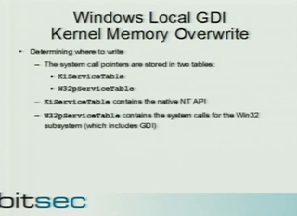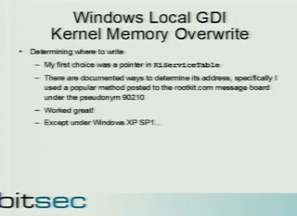There are actually two system call tables in Windows, one for the native NT API and one for the Win32 subsystem. My first choice was overwriting a syscall in the native API table, which was quite convenient since there were already documented methods to determine its address. And it worked great, except for under XP Service Pack 1.